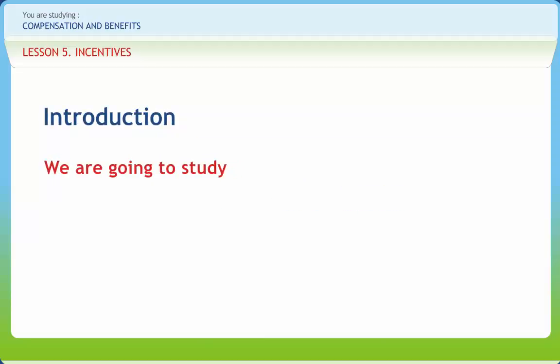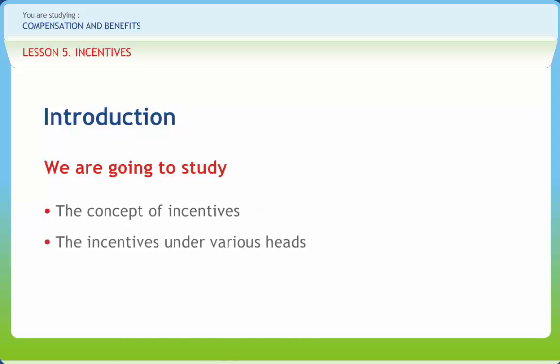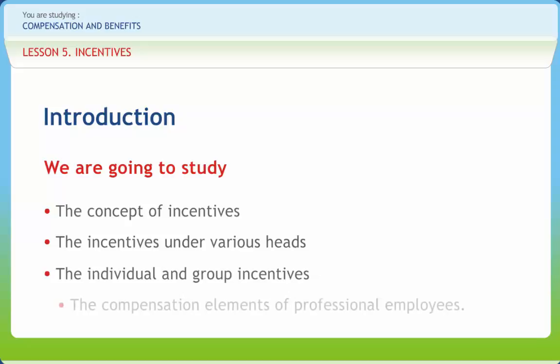We all know wage is a fair day's remuneration for a fair day's work. A wage incentive scheme is described as a method of payment for work of an acceptable quality produced over and above a specified quantity or standard. In this lesson, we will learn the concept of incentives, the incentives under various heads, the individual and group incentives, and the compensation elements of professional employees.